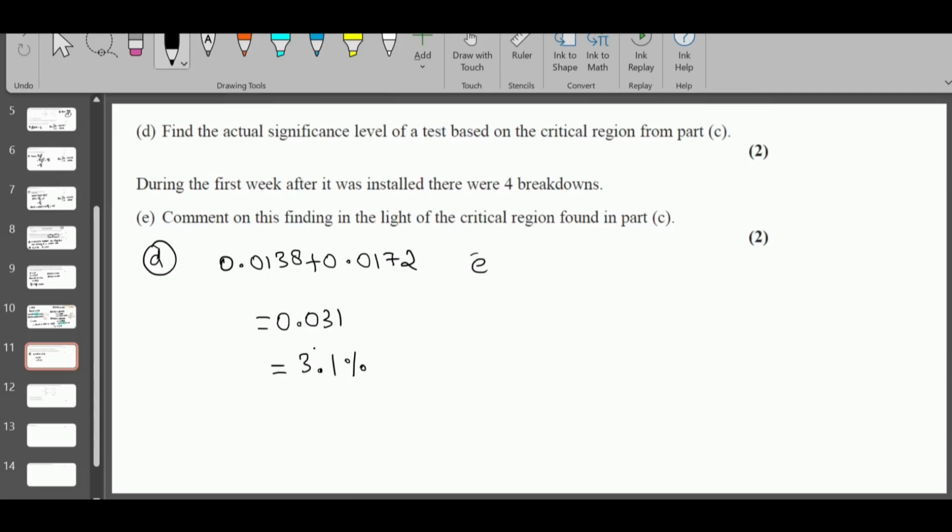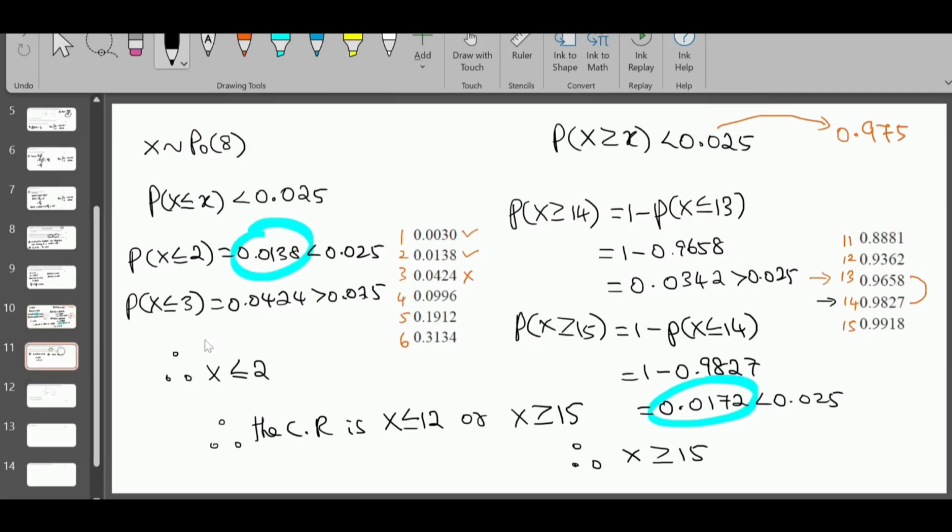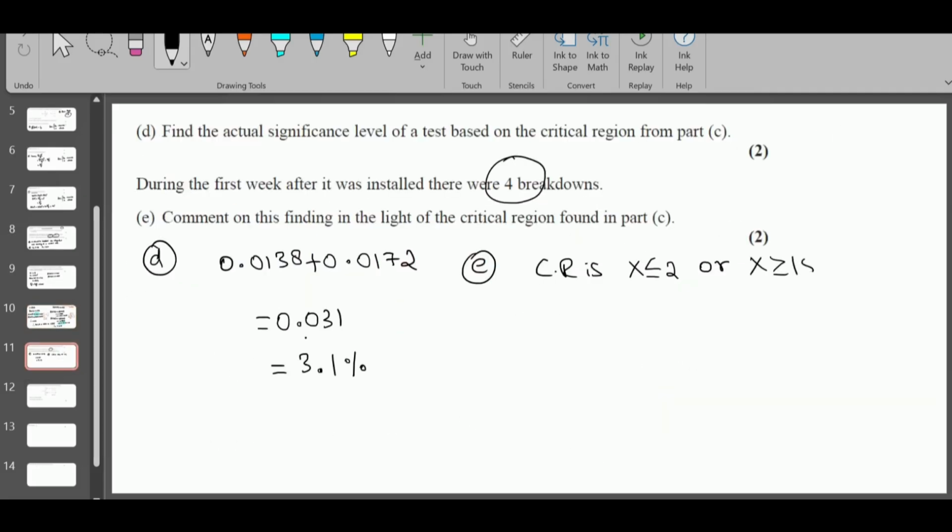Part E now. During the first week it was installed, there were 4 breakdowns. 4 is the observed value. Comment on this finding in the light of the critical region. We know the critical region is X is less than or equal to 2 or X is greater than or equal to 15. The 4 does not lie in the critical region. If it lies in the critical region, we reject H naught. So we do not reject H naught.